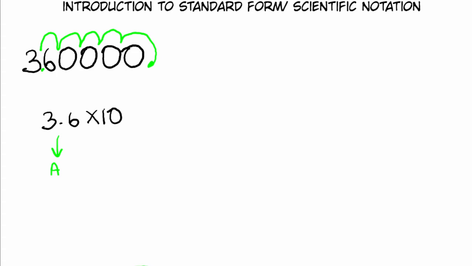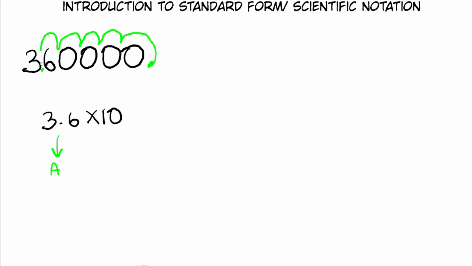In order to find the n value here, n would be equal to the number of times we move the decimal point to get our a value. So let's count how many times we moved. So we're starting here. So it's 1, 2, 3, 4, 5. So we moved our decimal point 5 times.